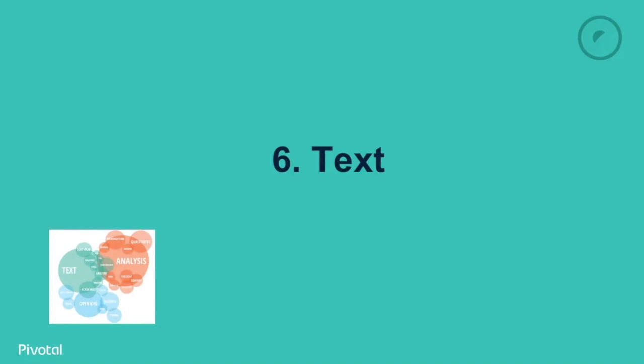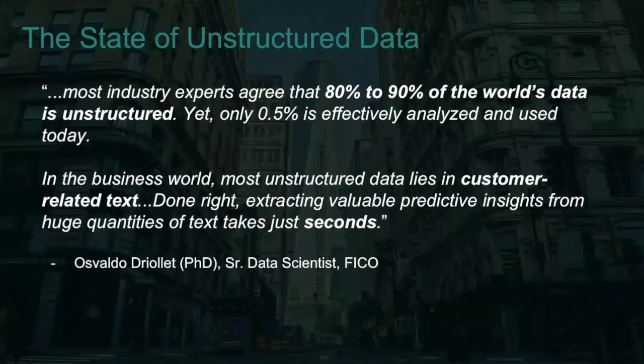So we'll continue by talking about text and text analytics on Greenplum. First, let's take a step back. When we look at the state of unstructured data, most of the industry experts agree that about 80 to 90% of the world's data is unstructured. Yet only about 0.5% is effectively analyzed and used today. If we actually use this customer-related text data, whether it's in emails, chat records, documents, etc., if we can extract this text, we can extract valuable predictive insights, and it only takes seconds.